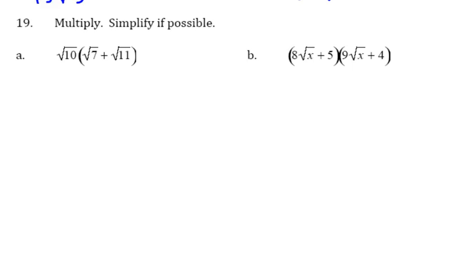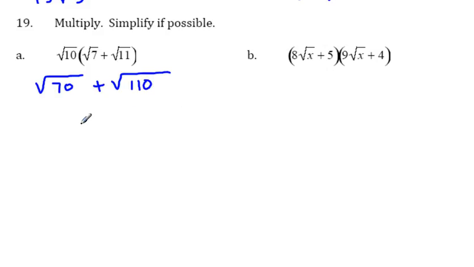Okay, we're moving on to multiplication of radical expressions. In 19a, I have a single radical multiplied by a binomial with radicals, which means I just use my distributive property. So I have square root of 10 times the square root of 7. Remember, when you're multiplying radicals, whatever's under the radical gets multiplied together. So that becomes the square root of 70. Nothing on the outside because I didn't have anything on the outside. Plus, again, I'm multiplying the square root of 10 times the square root of 11. Anything under the radical sign can be multiplied together, so that's the square root of 110.